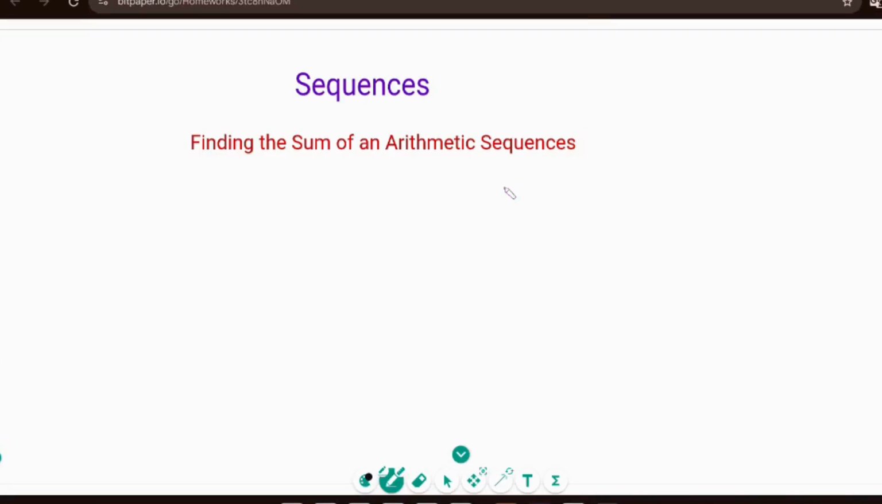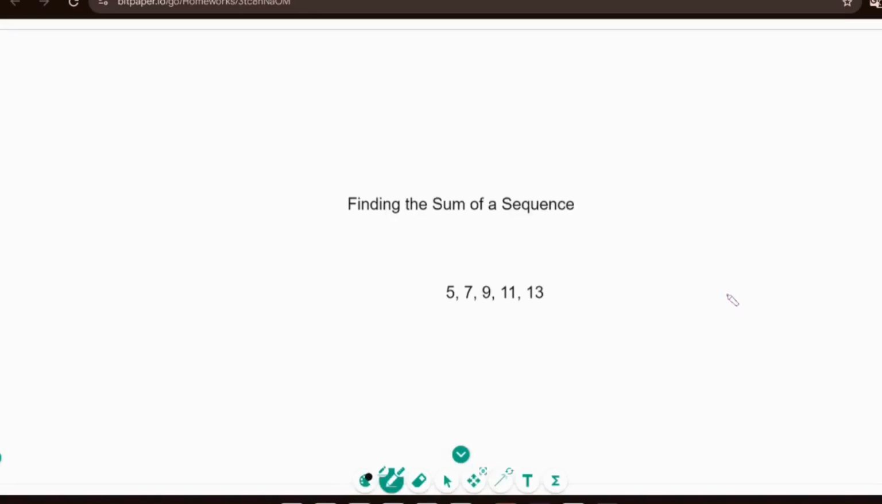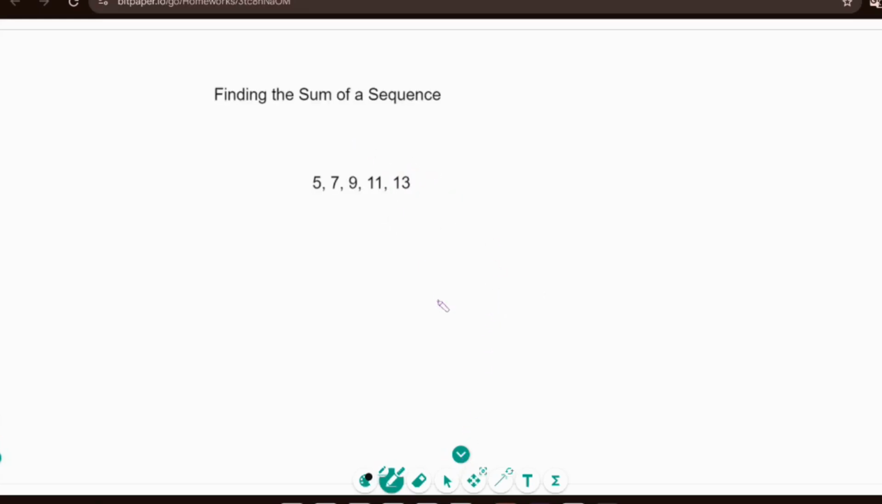This revision video is on the topic of sequences, specifically finding the sum of an arithmetic sequence, which is a grade 9 topic for IGCSE Edexcel Maths. Okay, finding the sum of a sequence. What does that mean? It just means adding up the terms of a sequence.